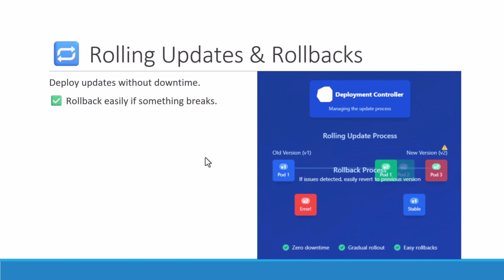Rolling updates and rollbacks. With Kubernetes, you can roll out updates without downtime using rolling updates. It slowly replaces the old version with a new one, pod by pod. If something breaks, you can easily roll back to a previous version. It is perfect for dev teams deploying often but needing stability.